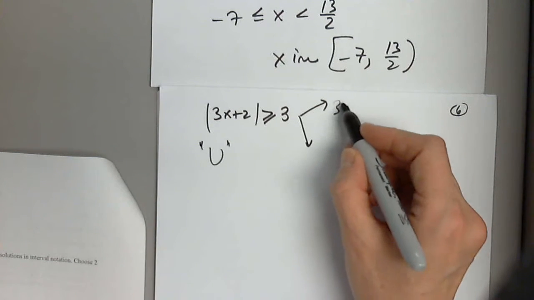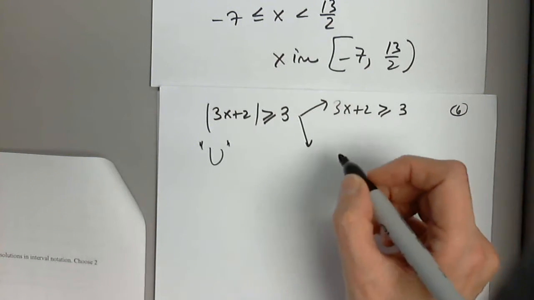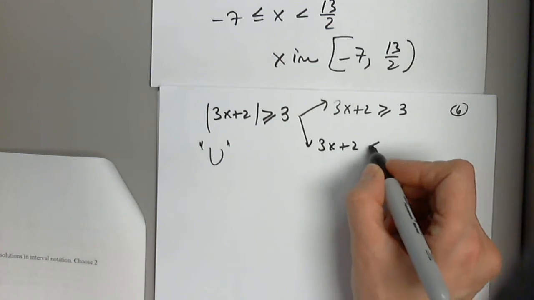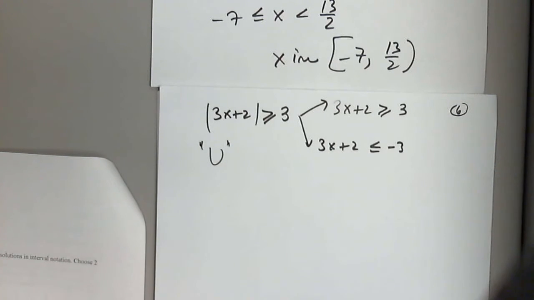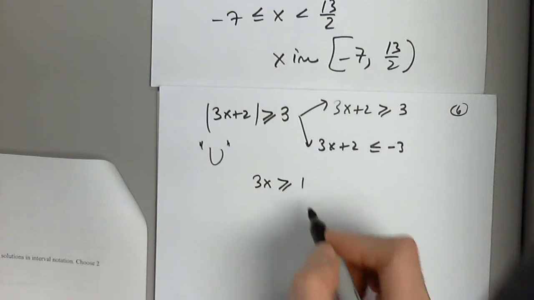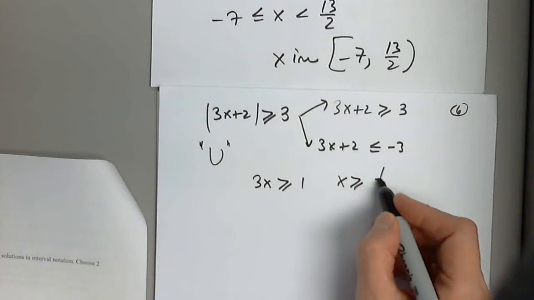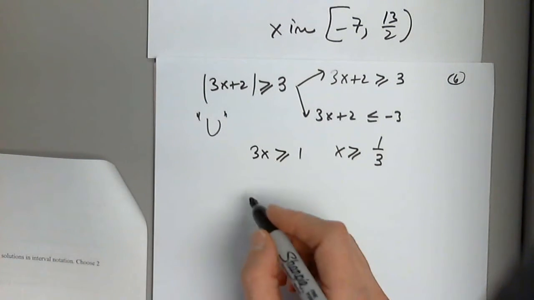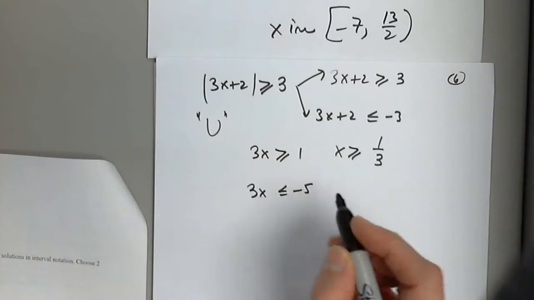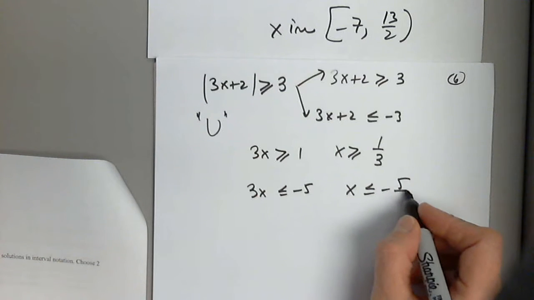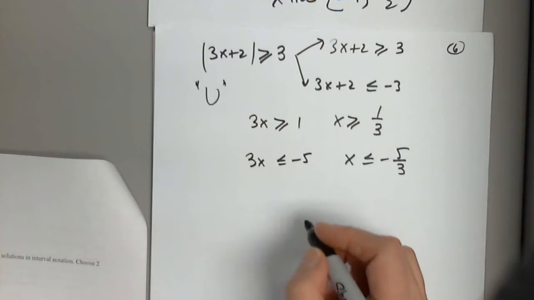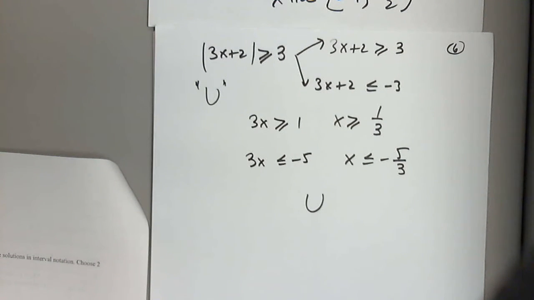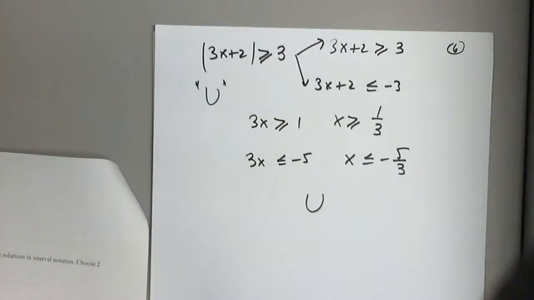3x plus 2 is greater than or equal to 3, and then 3x plus 2 is less than or equal to negative 3. Awesome. Exactly right. That's all we needed. And now we can solve these 2. So 3x greater than or equal to 1, or x greater than or equal to 1/3. And the other one is 3x less than or equal to negative 5, or x less than or equal to negative 5/3. And you know which one goes to the left and which one goes to the right from here.